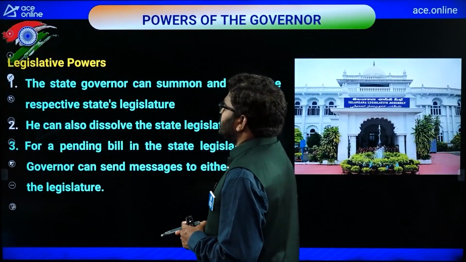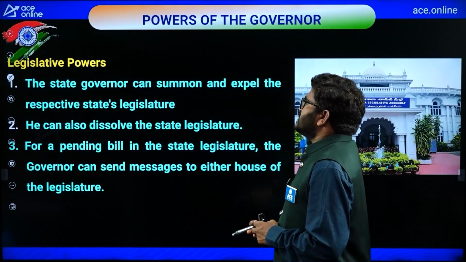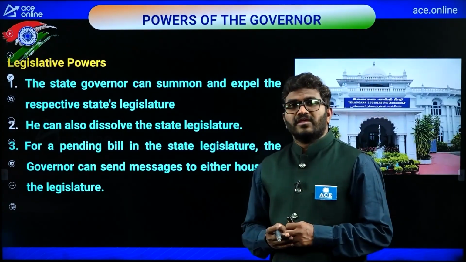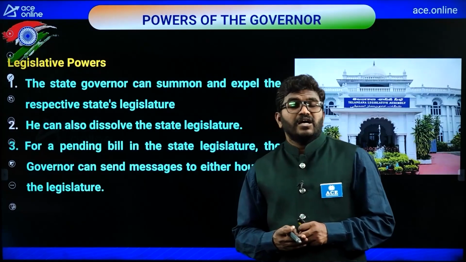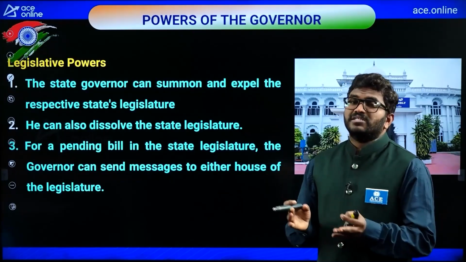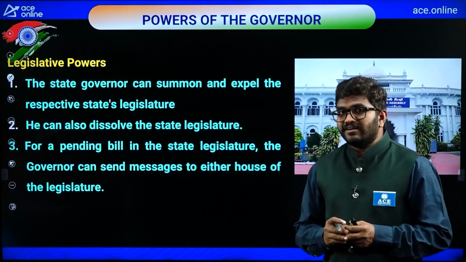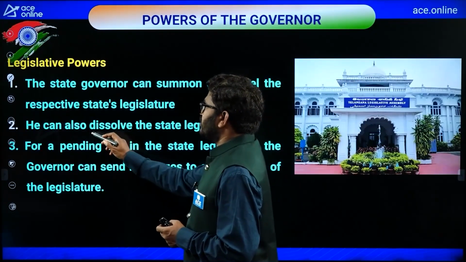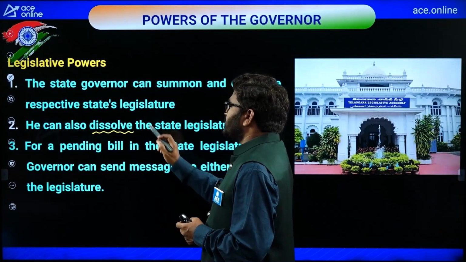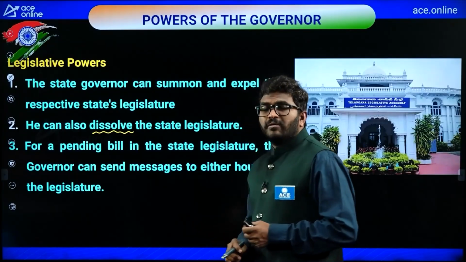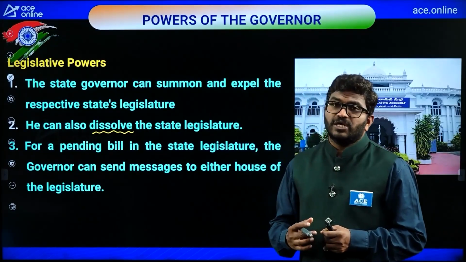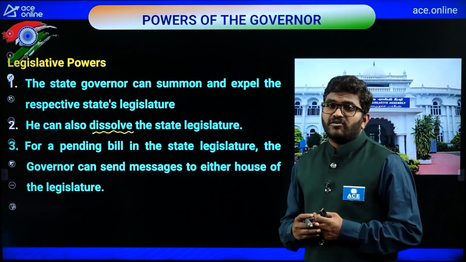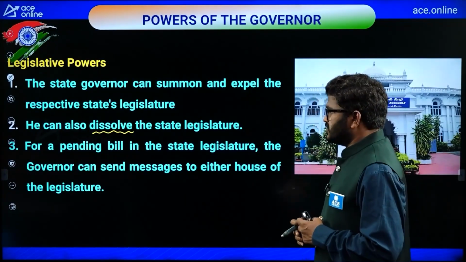First one, the state governor can summon and prorogue the respective state legislature. So the state governor has the power to summon and prorogue the state legislature, and he can dissolve the state legislature. Like in the central government, the president can dissolve the parliament, especially Lok Sabha. In the same way, at state level, the governor can dissolve the state legislature.